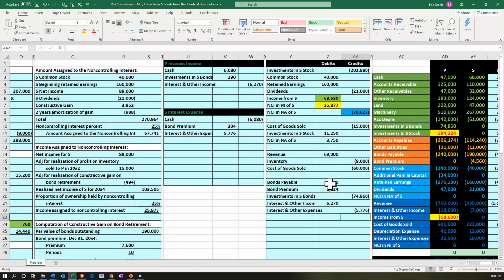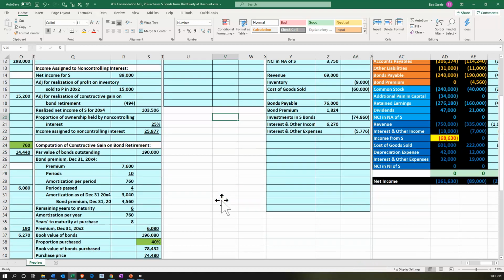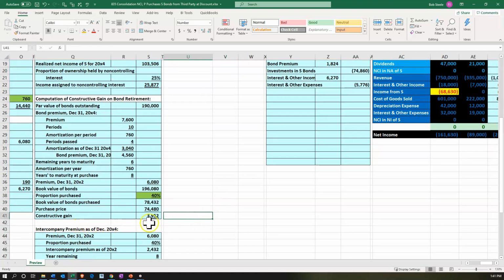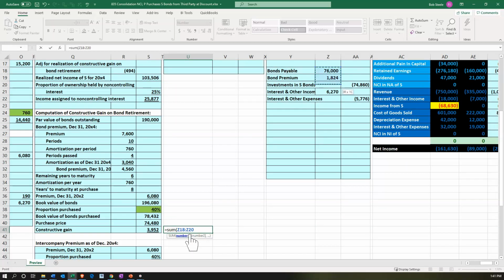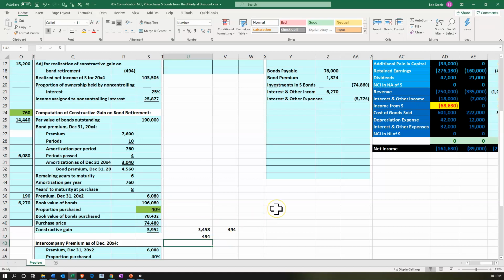And now what we're left with, if we highlight this whole thing, is that 3,458. Notice if I compare that to the constructive gain, if I said this equals the sum of this 3,458, that's kind of like the plug that we need, and we subtract those out. Then we've got the difference, which is that 494, which you'll recall is 3952 divided by the number of periods, 8. So that's going to be the 492. That's going to be our difference, which we're going to apply out.